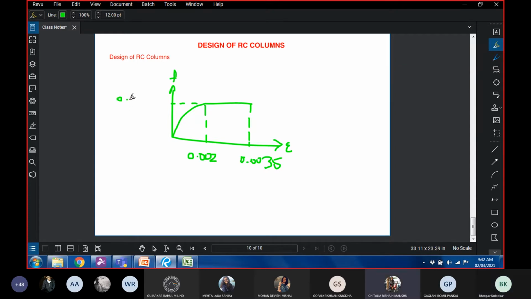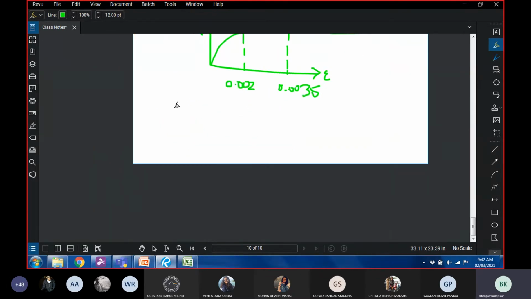0.87. 0.87 is in case of steel. This is 0.87 Fy. So for concrete, this value is 0.447, which we approximate as 0.45 fck. Come on, we have solved so many problems from beams. For almost every beam, we have drawn this stress strain variation. We have derived this everywhere. This value that we have considered is 0.45 fck.